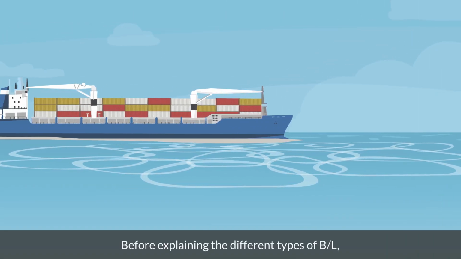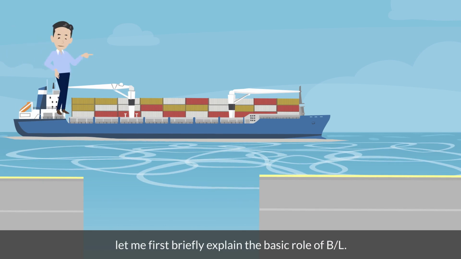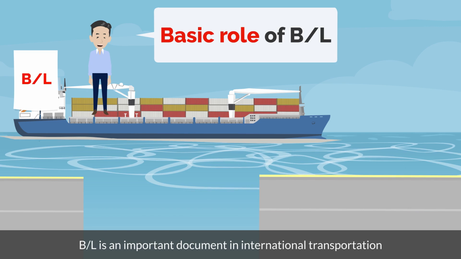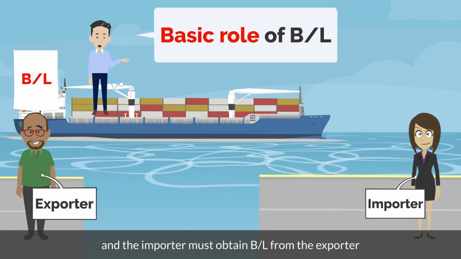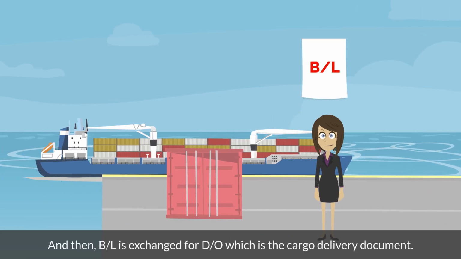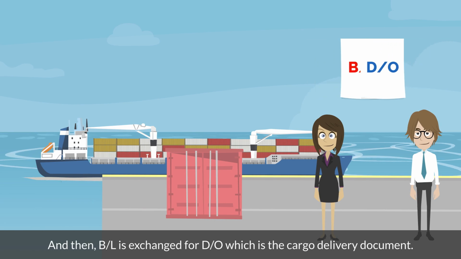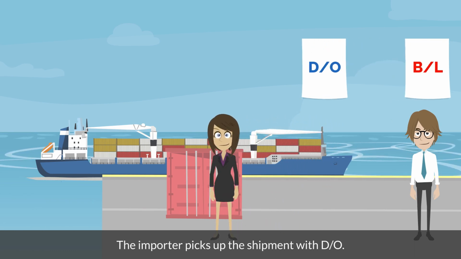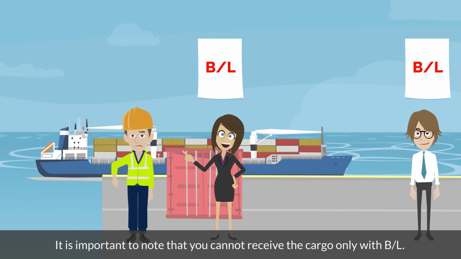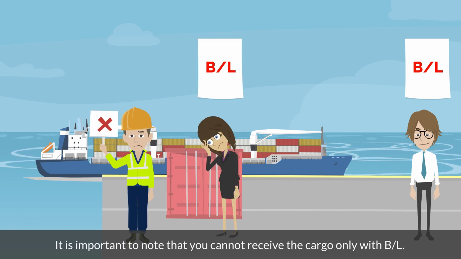Before explaining the different types of BL, let me first briefly explain the basic role of BL. BL is an important document in international transportation, and the importer must obtain BL from the exporter in order to pick up the shipment. And then, BL is exchanged for DO, which is the cargo delivery document. The importer picks up the shipment with DO. It is important to note that you cannot receive the cargo only with BL.